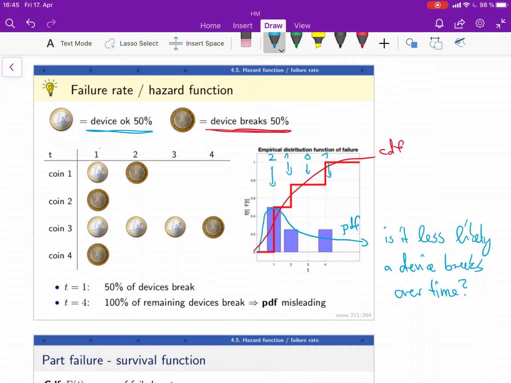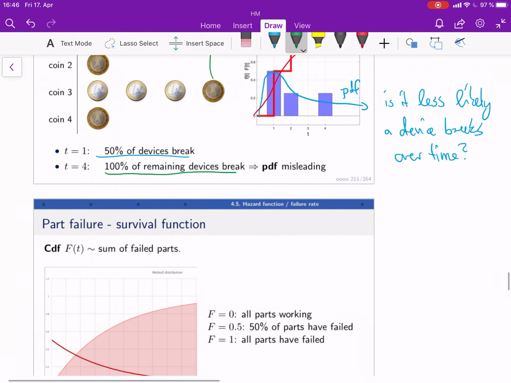Also, if you look at t equals 1, we've got 50% of devices breaking. At t equals 4, there's only one left, so 100% of devices break. So how does that go together with this PDF falling? What we need for that is another concept to bring those things together. We need the survival function.